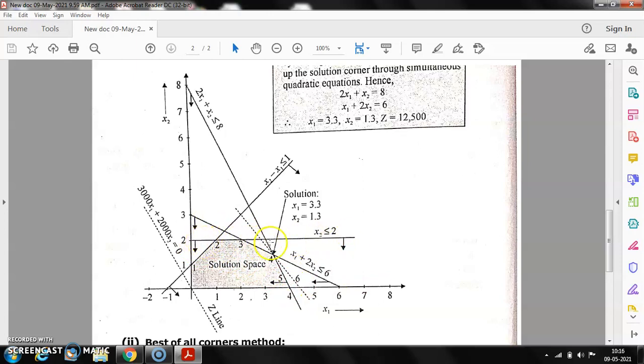And one more is this one. From the third condition, x2 is less than or equal to 2. From this we have drawn this line, because x2 is equal to 2 means you have to draw a straight line, and anyway x1 is 0. Okay, so now you have to obtain a solution space.